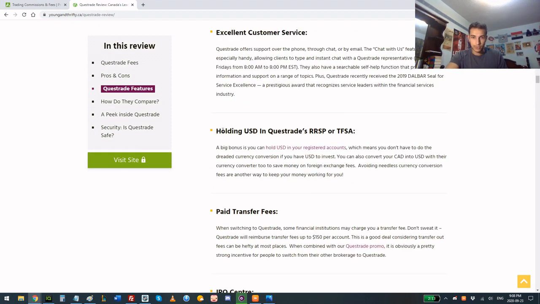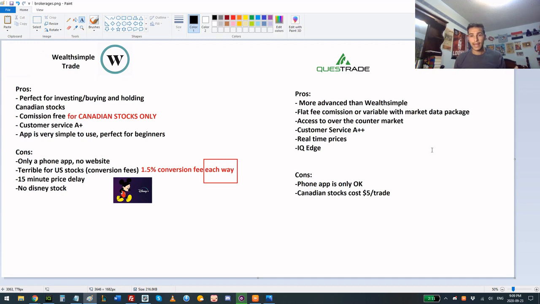And unlike Wealthsimple, you can hold US dollars in your TFSA, your RSP, and an unregistered account as well. You get access to the over-the-counter market. So there are some stocks that aren't listed on the NASDAQ or the New York Stock Exchange or the Toronto Stock Exchange. There are other markets out there as well. Questrade gives you access to those as well.